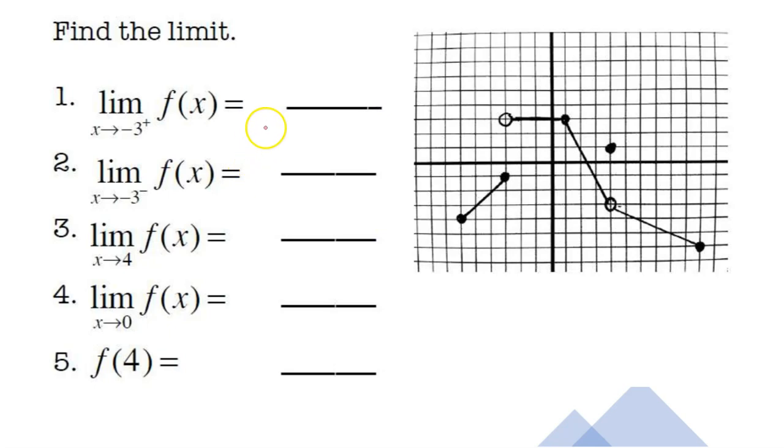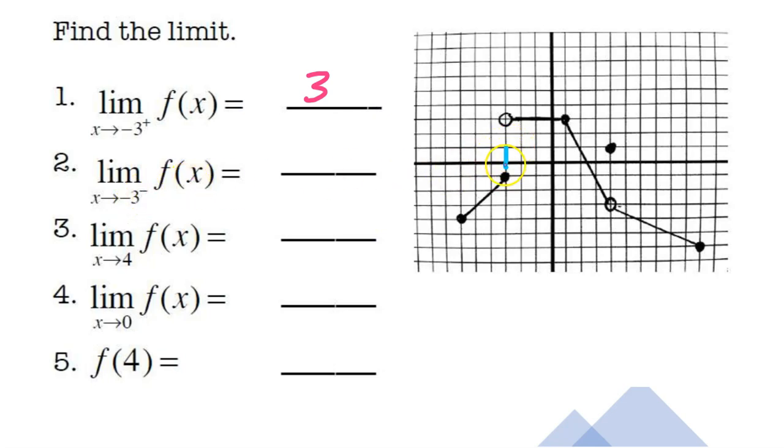Pause the video and try to evaluate these 5 expressions on your own. Number 1 says the limit as x approaches -3 from the right of f of x. Here is the input value of -3 right here. As we approach this input value from the left, we stay at an output value of 3. So that's the limit.